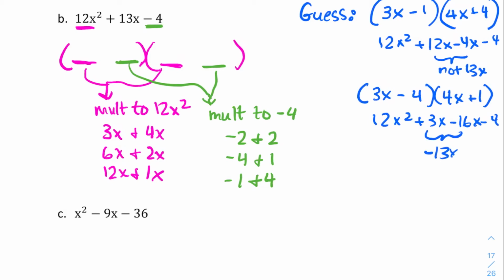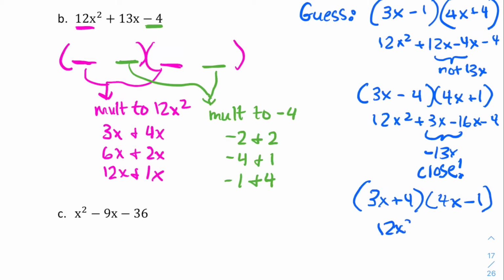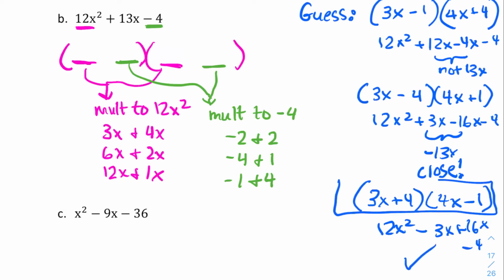I wanted a positive 13x, but if I just switch my signs from a 3x minus 4 to a 3x plus 4, and a 4x plus 1 to a 4x minus 1, that should reverse the signs of my middle terms. So that'll give me a negative 3x and a positive 16x. And that's the positive 13x that I need. So yay, it only took me 2 guesses.